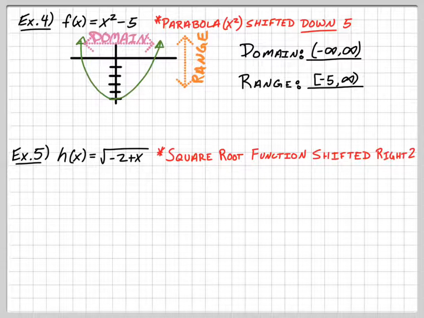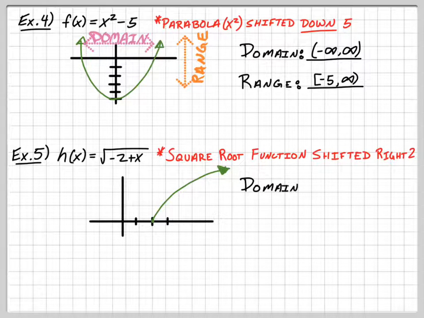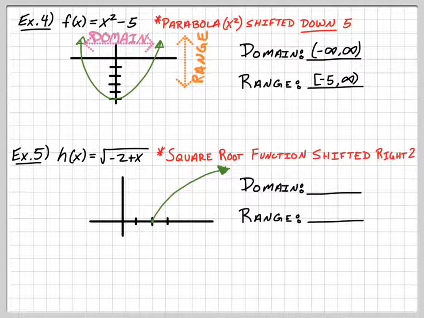So what's the domain for this guy? Well, let's make a quick sketch of it. Again, I don't need very many tick marks here. I'm just going to take my square root, my half a parabola, and shift it right 2. That's good. And then let's talk about what the domain and range are. Half a parabola just laying on its side there.